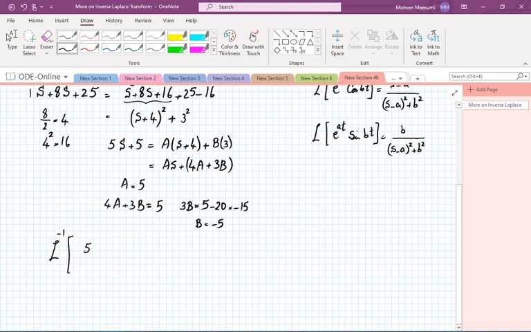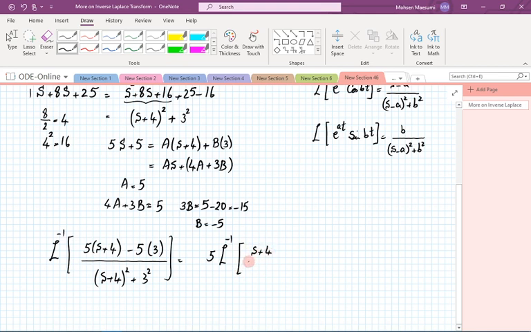So I have inverse Laplace of 5 times (s plus 4) minus 5 times 3 over (s plus 4) squared plus 3 squared. Now I'm going to apply linearity and actually break this thing into two fractions. This is the simplest type of fraction decomposition. So 5 times the inverse Laplace of (s plus 4) over (s plus 4) squared plus 3 squared. In that 5 I can also factor it out.